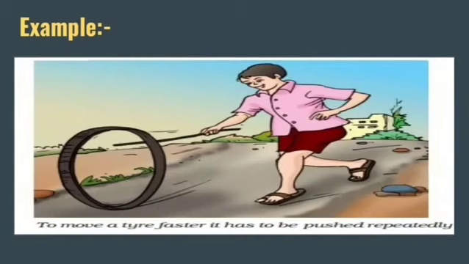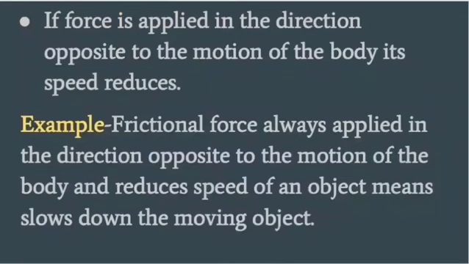Now I hope you understood how the speed of a moving body increases. If a force is applied in the direction opposite to the motion of the body, its speed reduces. If the direction of the applied force is opposite to the direction of motion, then the speed of the moving body reduces.